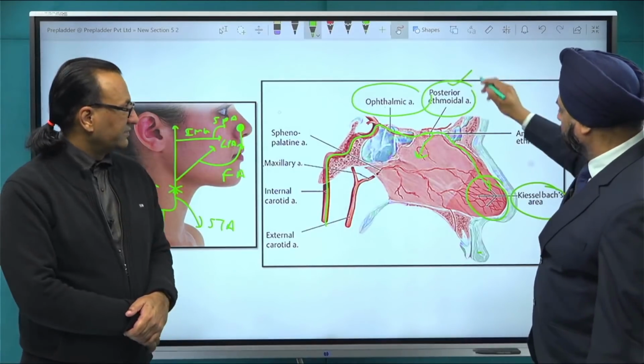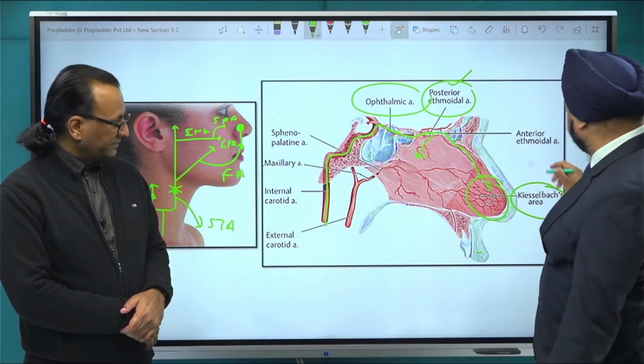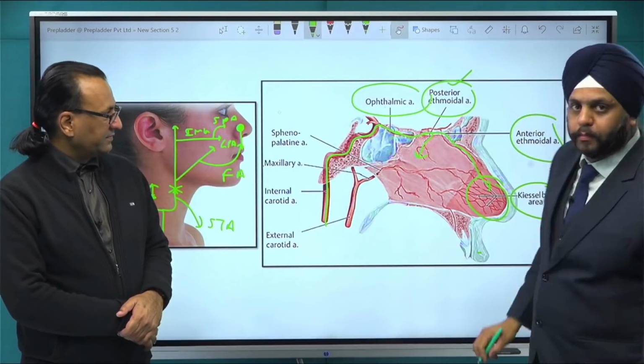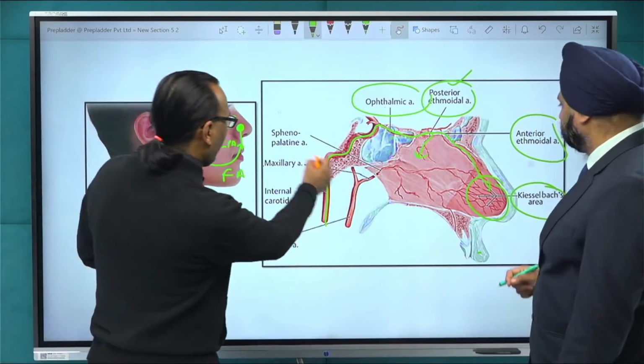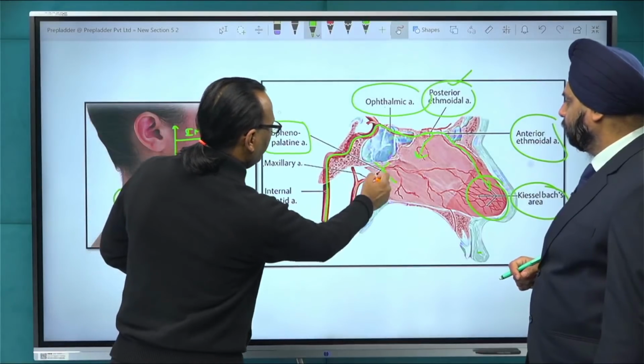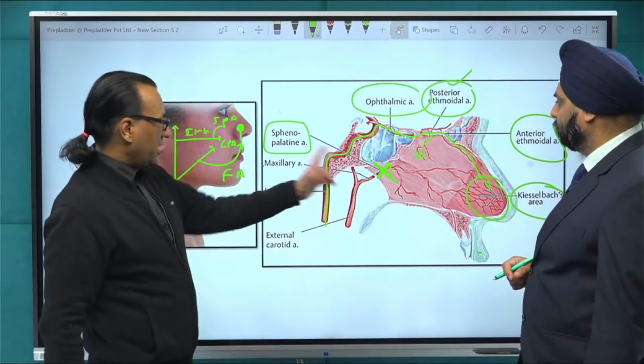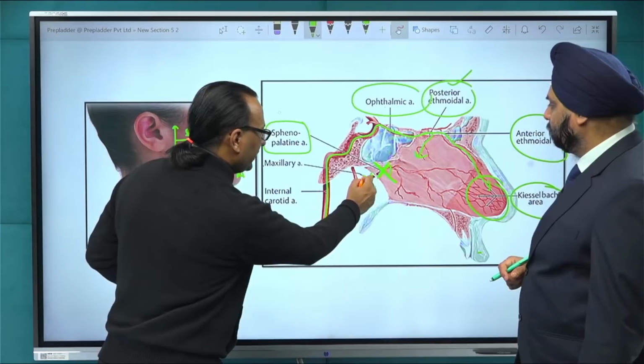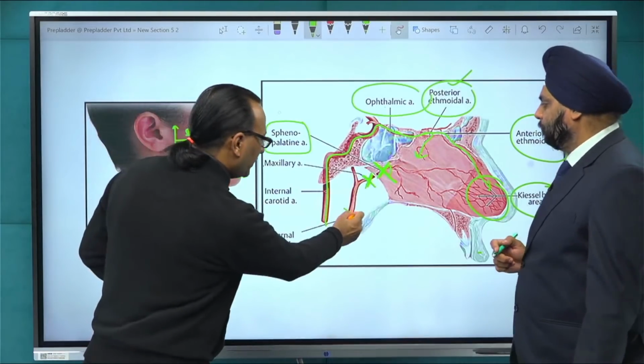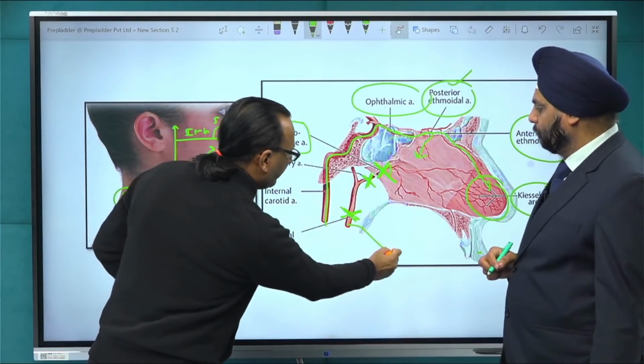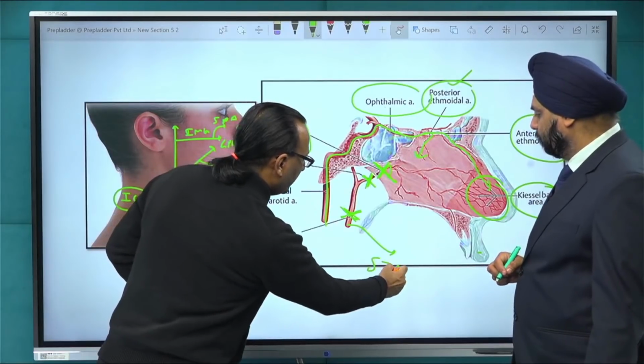The posterior ethmoidal will not contribute to the Kiesselbach's plexus, whereas the anterior ethmoidal contributes to the Kiesselbach's plexus. And as sir was suggesting, we have to basically ligate the sphenopalatine. But if you could not, then you have to go for internal maxillary. If you could not, then you have to go for external carotid, but only after giving superior thyroid artery.